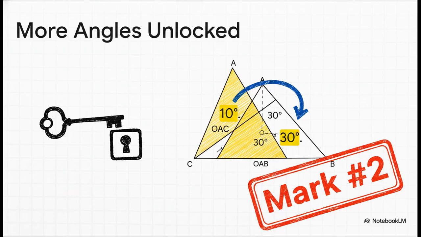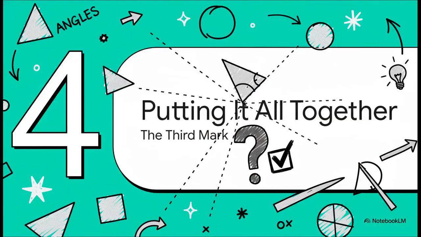So this unlocks a bunch of other angles for us. Angle OCA must also be 10 degrees, and angle OBA has to be 30 degrees. And the mark scheme says that finding any one of those bags us our second mark. Awesome. 2 down, 2 to go. Right, putting it all together. We are so close now.